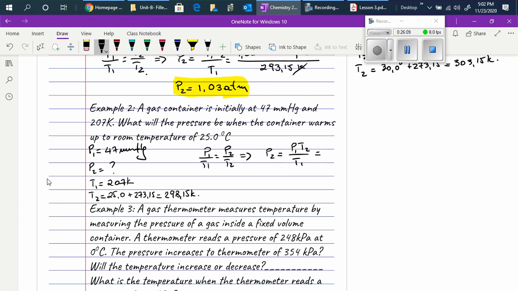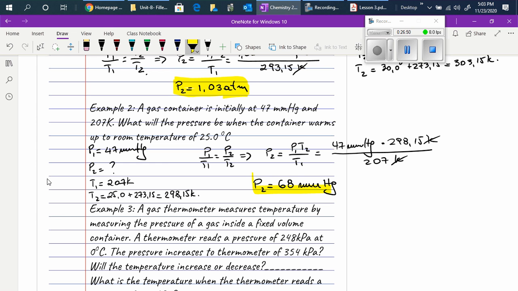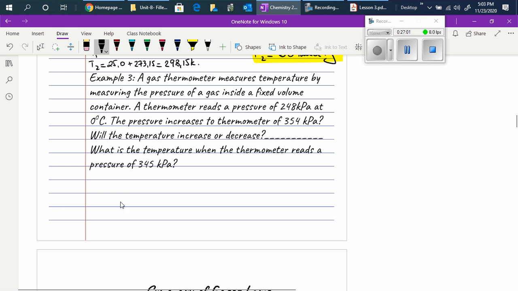So it will be P1 T2 over T1. Now we are not changing any units here. We are keeping the same because the units will either cancel out or we will have the unit of mmHg for pressure. And if they are asking you to convert it into a different one, then use the conversion ratio. 47 mmHg times 298.15 Kelvin over 207 Kelvin. So Kelvin and Kelvin cancel out. Then pressure 2 will be 68 mmHg. And as I said, we are not converting it into another unit, but if the question asks you to, then go ahead and use the conversion ratio.